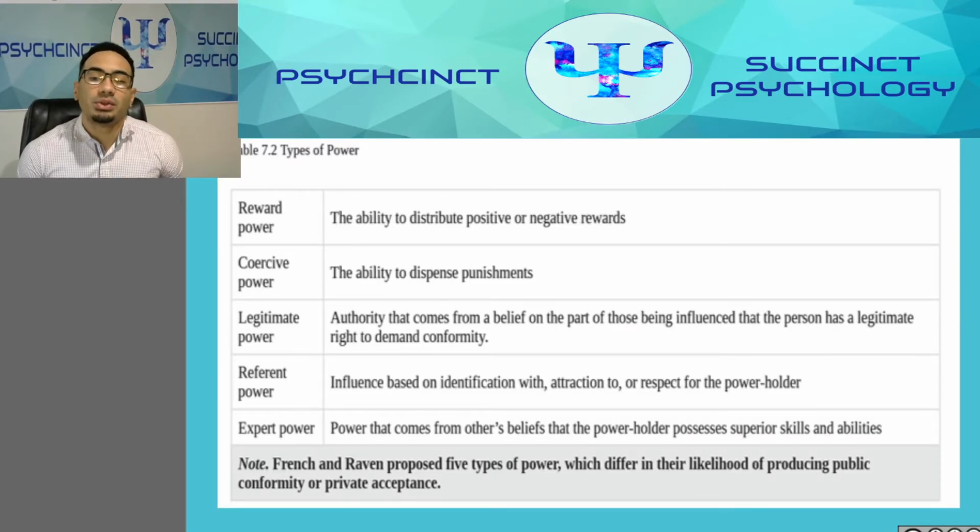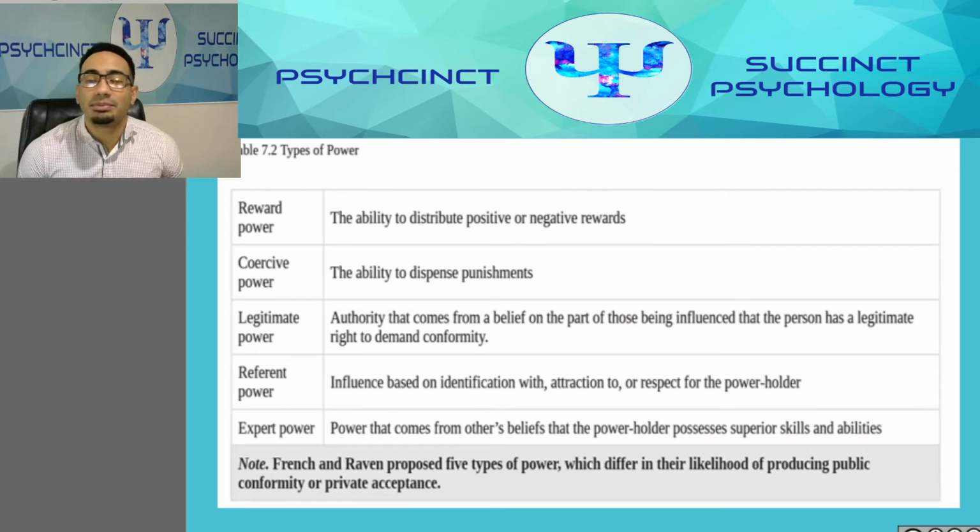One of the most influential theories of power was developed by Bertram Raven and John French. Raven identified 5 different types of power: reward power, coercive power, legitimate power, referent power, and expert power, arguing that each type of power involves a different type of social influence and that the different types vary in terms of whether their use will create public conformity or private acceptance.